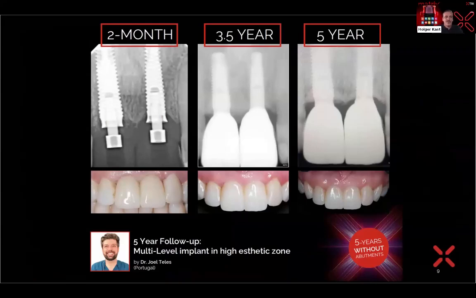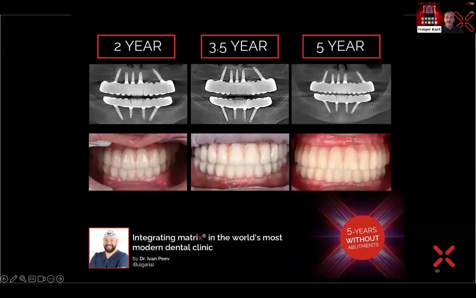This is the first case from a good friend, Dr. Joel Telles from Portugal. He placed a very tricky case already 5 years ago, and you can just see, I think pictures say more than words. You can see here on the left side 2 months and then 5 years result with screw retained zirconia crowns in a super aesthetic zone. And you can see, since there is no gap, since there is no tie base or any abutment in between, no undercuts, and it's polished zirconia, we have absolutely fantastic bone results after these 5 years.